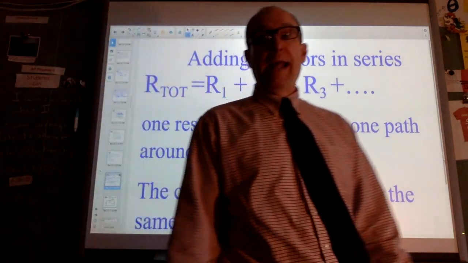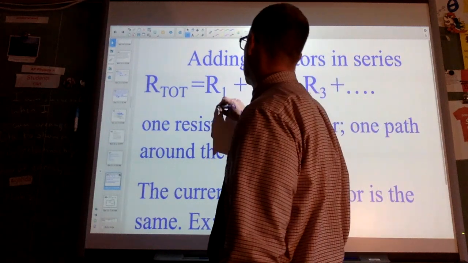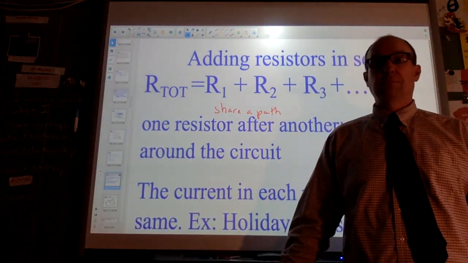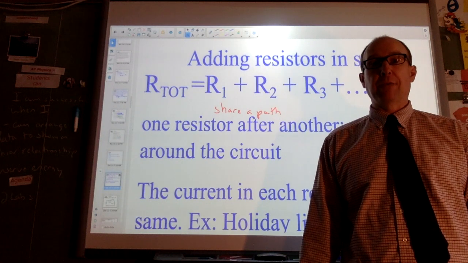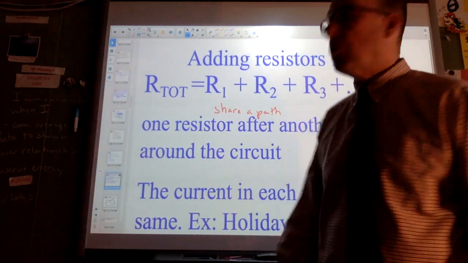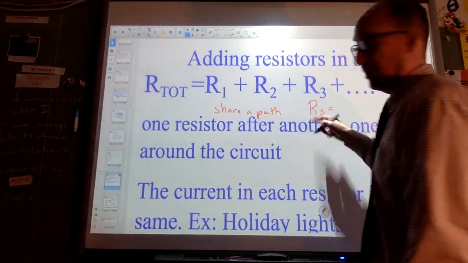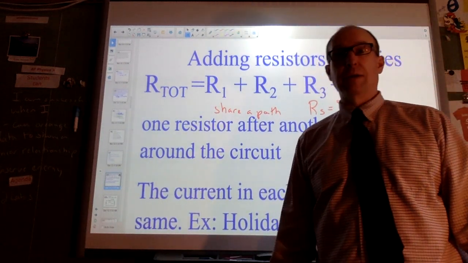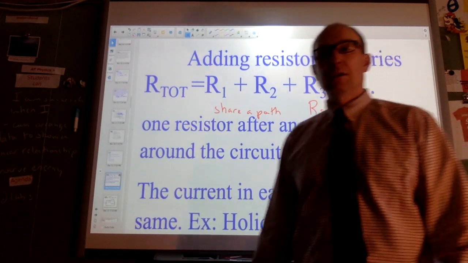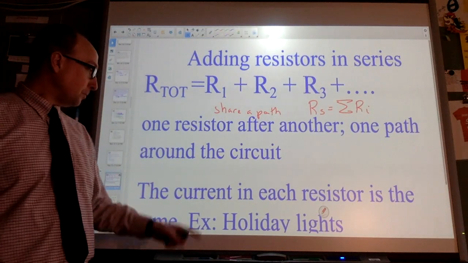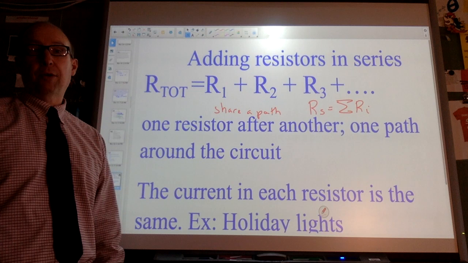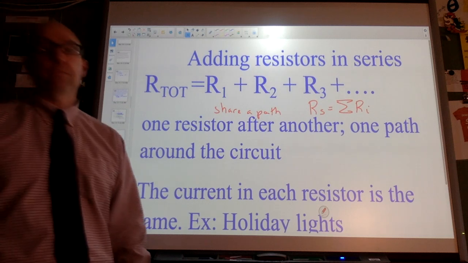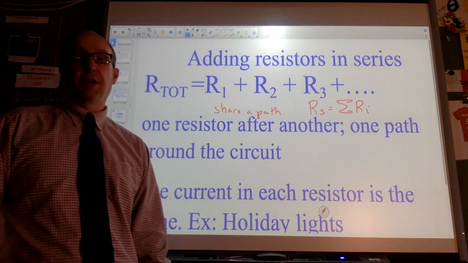So if the resistors are one after another, if they share a path, to add them, you just add them. You're just going to add the values together. So my R total is going to be equal to R1 plus R2 plus R3. On your equation sheet, this is going to say RS for series, and it's going to have a capital sigma, an R, and a subscript i. So it tells us that we're going to take a summation of resistors. They share a current in this, so they're all going to have the same current when they're in series, which would be important for us solving problems. A common example of this is how Christmas lights used to be, where if one of them would burn out, then the entire line wouldn't work anymore.